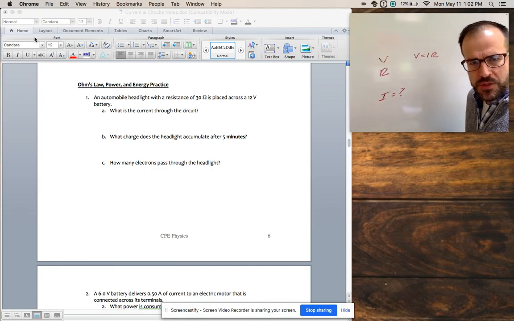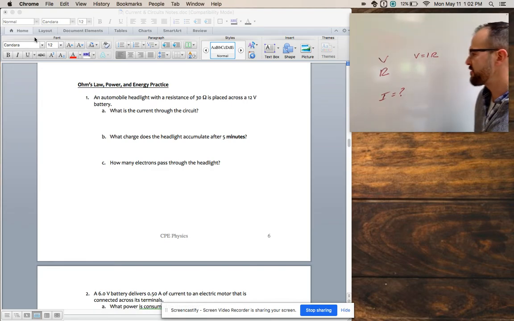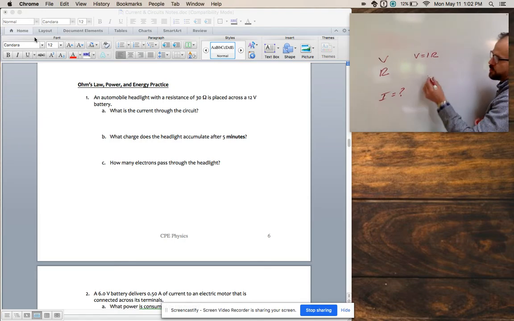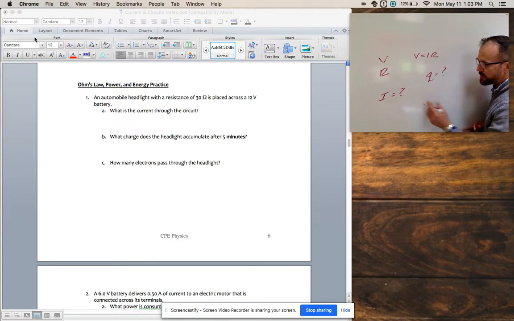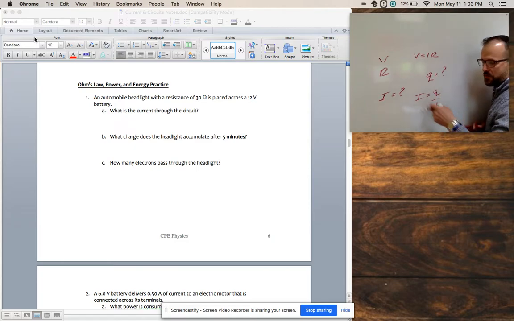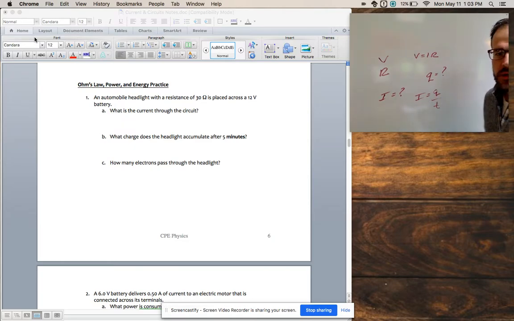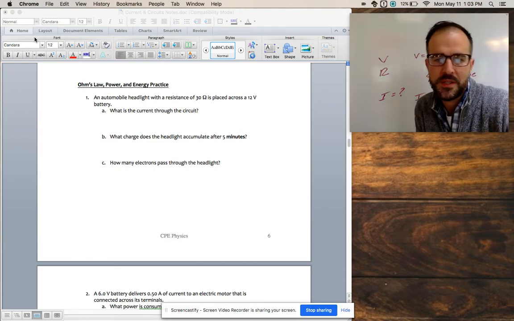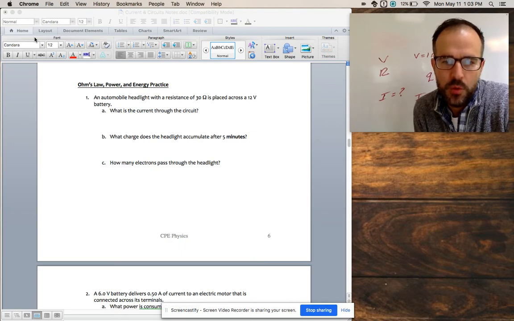B, what charge does it accumulate after 5 minutes? What that is asking is it wants to know a charge, Q, at some amount of time. So you'll have to go back to the current formula. I is a charge per time. So if you get the current from Ohm's law from the first part, then you should be able to figure out a Q given an amount of time. Make sure you use seconds. And then once you know Q, you can turn Q into a number of electrons, always with the Q equals NE equation. E, again, is the charge of an electron, negative 1.6 times 10 to the negative 19th coulombs.